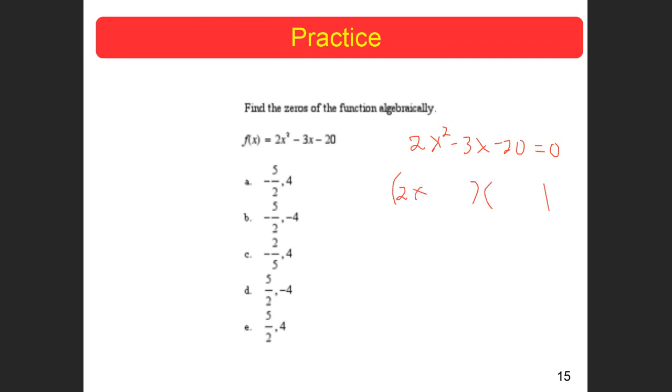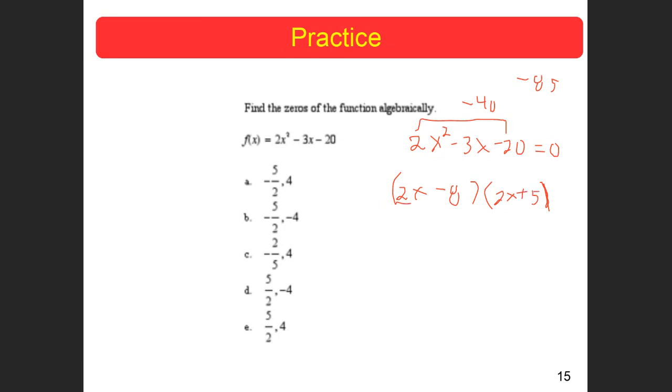I can't factor anything out, so I'm going to use the cheater method again. So I'm going to go 2x, 2x. I'm going to have to divide a 2 out at the very end. If I multiply across here, I get negative 40. What two numbers multiply to give you negative 40 but add up to negative 3? How about negative 8 and 5? So minus 8, positive 5.